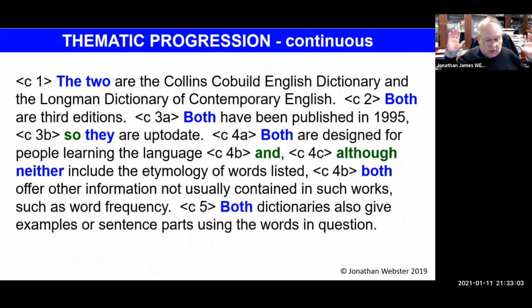Now, that's not all. You can have continuous thematic progression, especially if you're writing a comparison or contrast kind of text. Look at it here. The 2 are the Collins-Cobuild English Dictionary and Longman Dictionary of Contemporary English. The writer is comparing these 2 dictionaries. Both are 3rd editions. Both have been published in 1995. They are up to date, both. You see what's happening? You keep repeating it. You keep putting it across to the reader. This is what you are comparing. And the new information is the way that they are being compared.